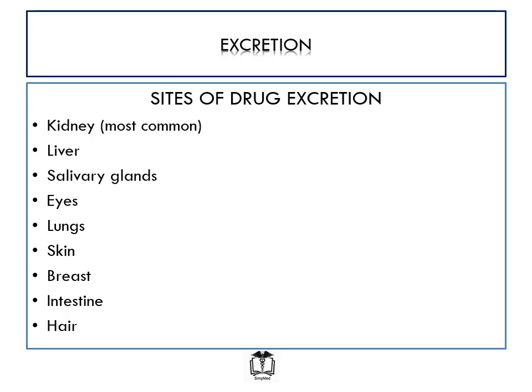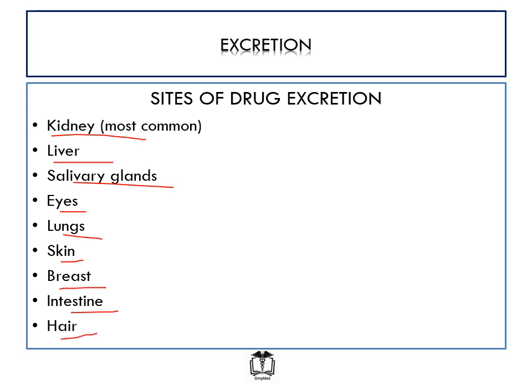We have numerous sites of drug excretion in the body. The common ones include the kidney. The kidney is the commonest site of drug excretion. Then the liver, also the salivary glands, the eyes, the lungs. The skin could be a site of drug excretion. The breast, the intestine, and the hair.